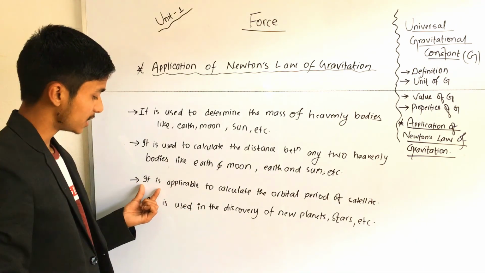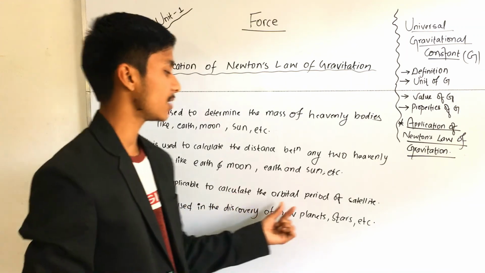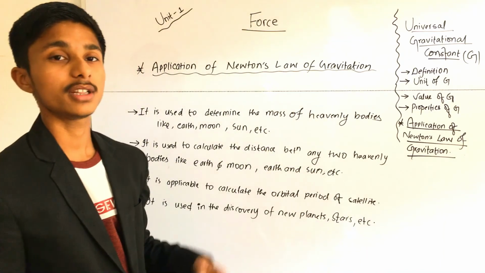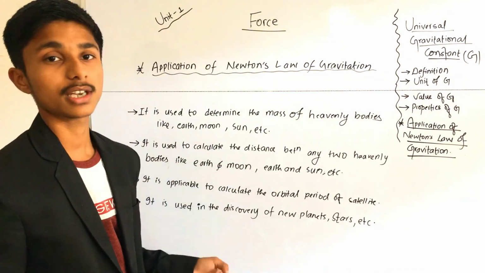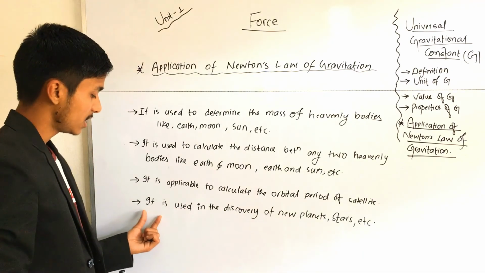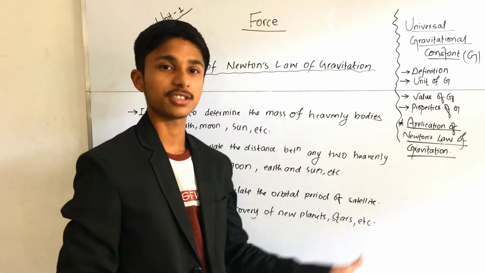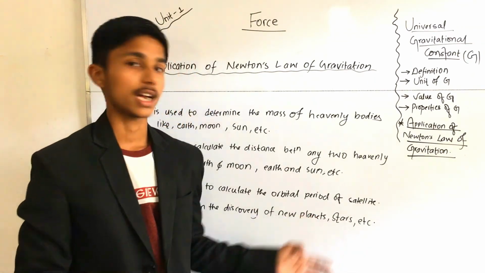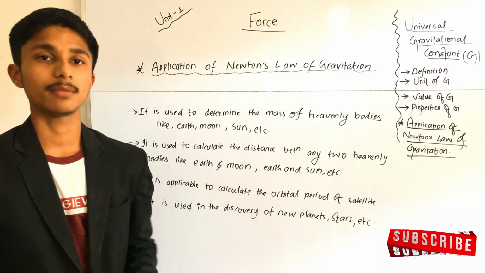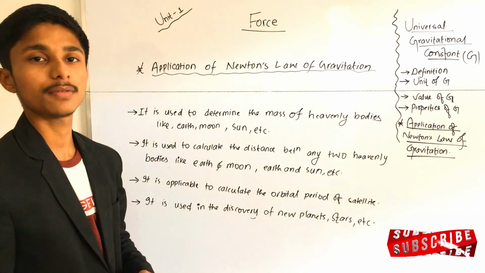And the third point is, it is applicable to calculate the orbital period of a satellite. Such as when any satellite is sent into space, the orbital period of such a satellite is calculated using Newton's law of gravitation. And the last one is, it is used in the discovery of new planets, stars, etc. These new planets and stars are all discovered using Newton's law of gravitation. These are the applications of Newton's law of gravitation.